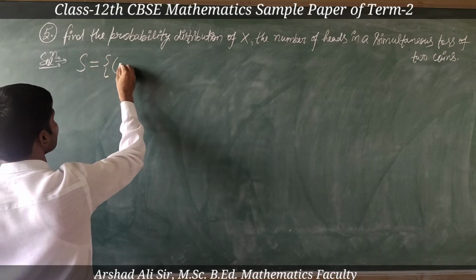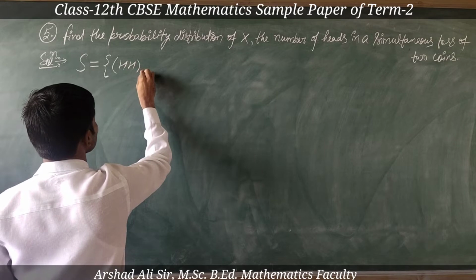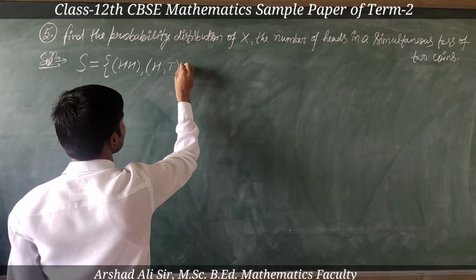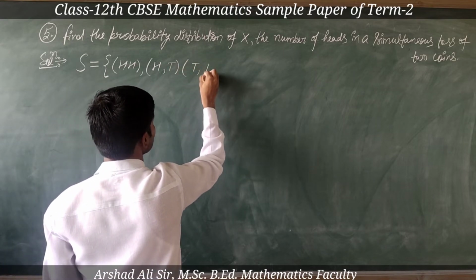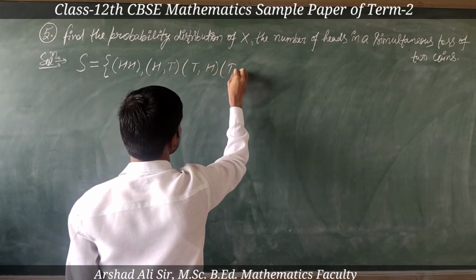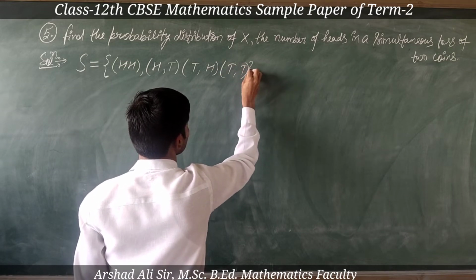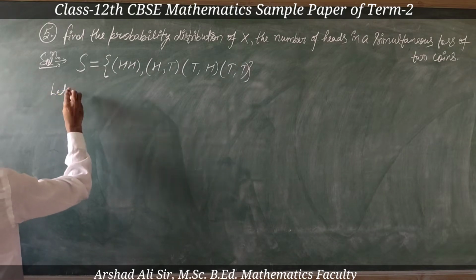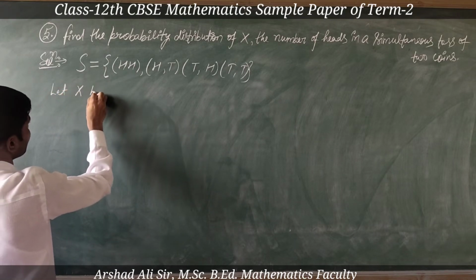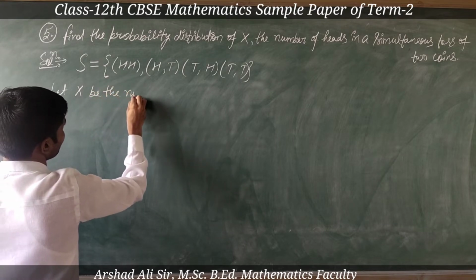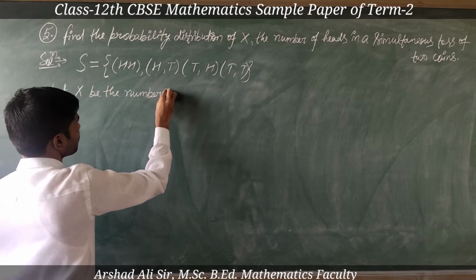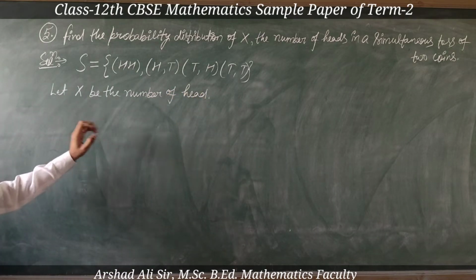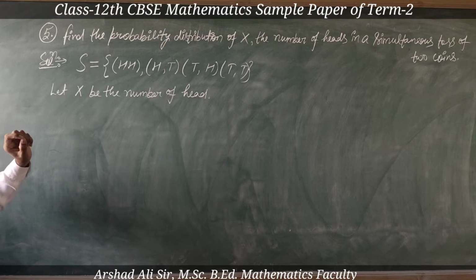We can get HH, we can get HT, we can get TH, or we can get TT. It is the sample space. Let capital X be the number of heads. So we can get 0 heads.